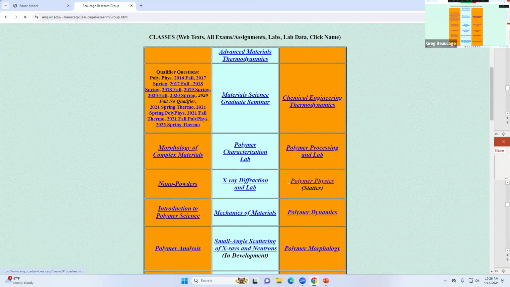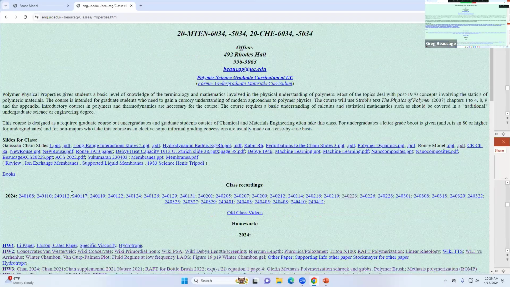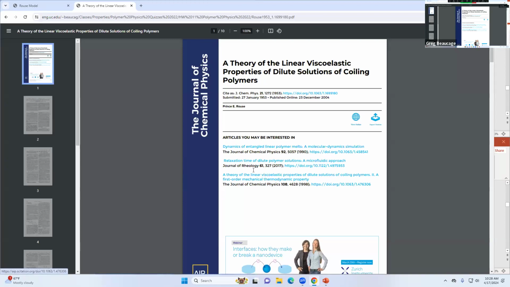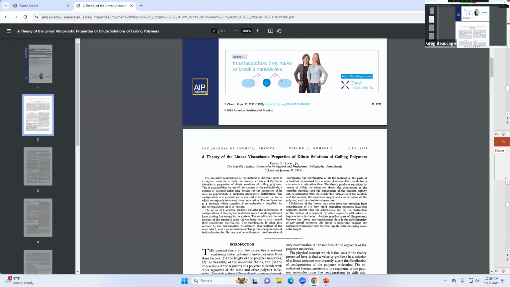Rouse was a guy, 1953, right? And Rouse's 53 paper is here. That's the paper where he developed Rouse dynamics. It was his PhD dissertation from the University of Illinois. And then afterwards, he moved to the Franklin Institute in Philadelphia, something to do with Benjamin Franklin.